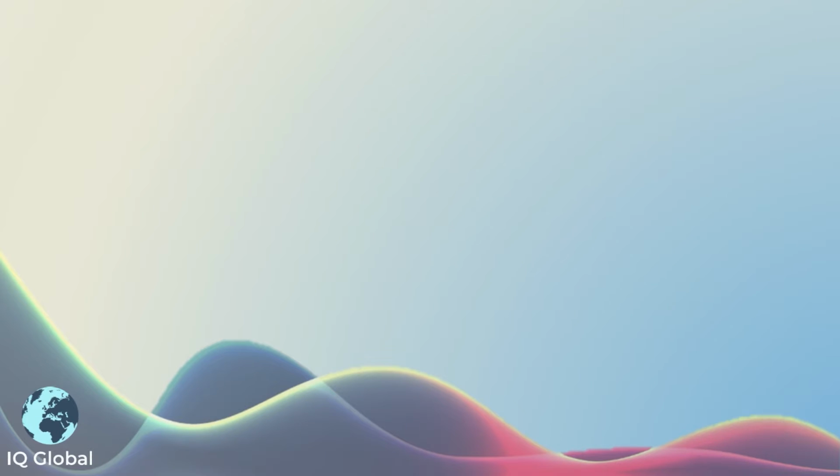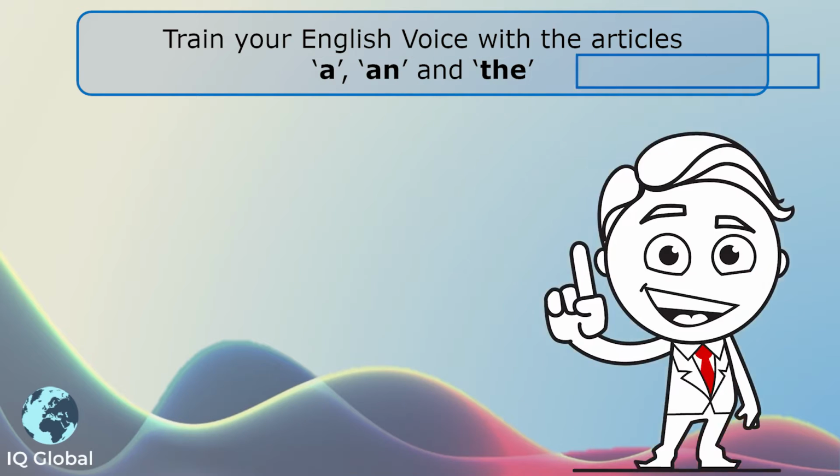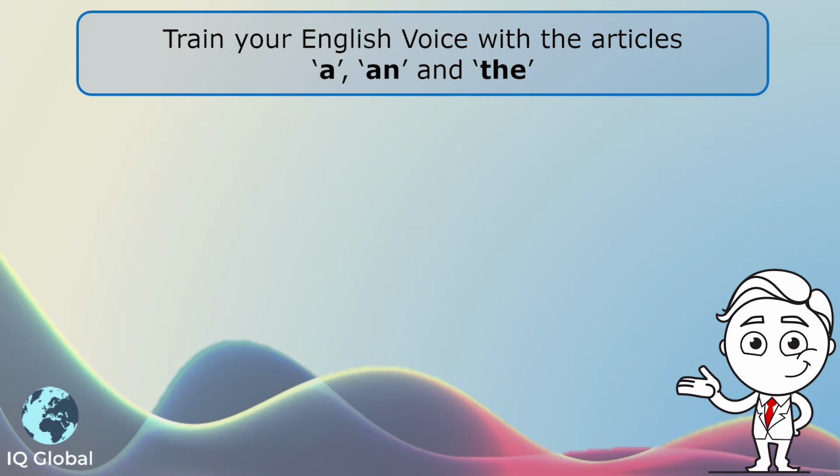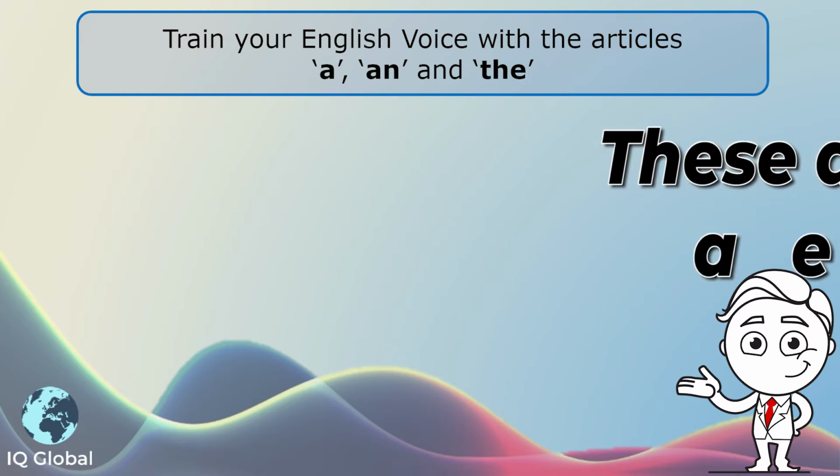Hello, today we are going to train your English voice with the articles a, an, and the. So first, let's have a look at these letters. These are vowels. There are 5 vowels: A, E, I, O, and U.